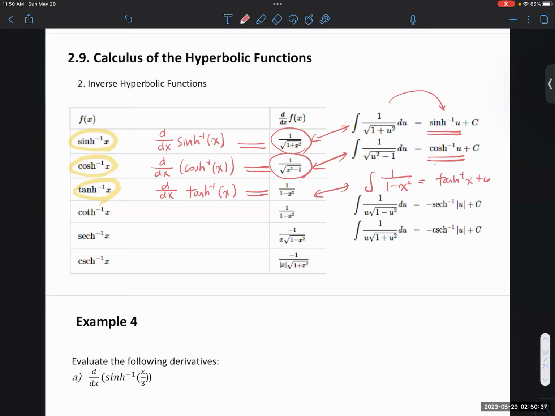Let's say this is x. We did similar work with the regular inverse trigonometric functions, I believe in chapter 3. So we're going to utilize this. This is going to be given. You don't need to memorize it. I will show you a couple of examples. Let's take a look at it.